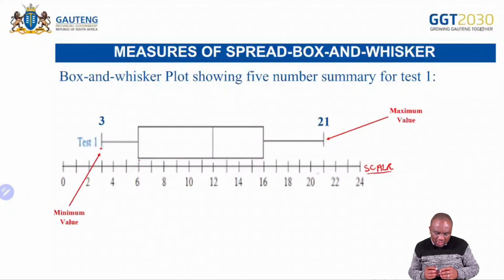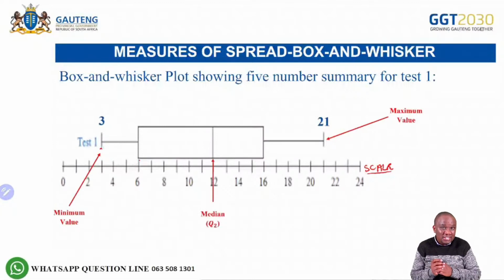Then we have this line which is in the box. This line in the box represents our median, Q2. Please write that. We just write Q2; you know Q2 is the median. So our median is 12. 50% below 12, 50% above 12. That's the median.